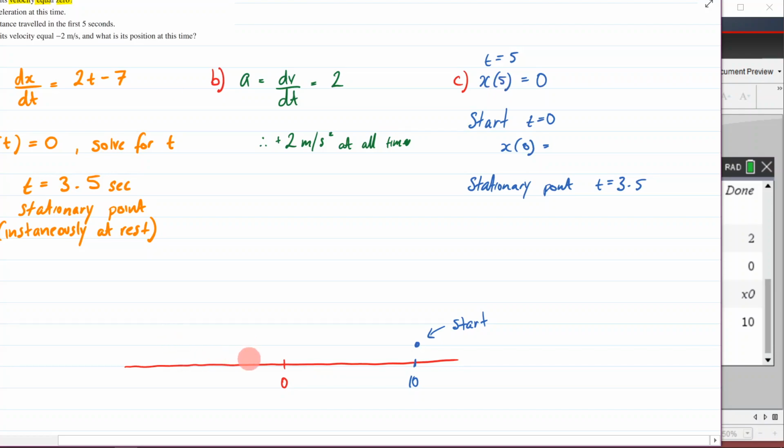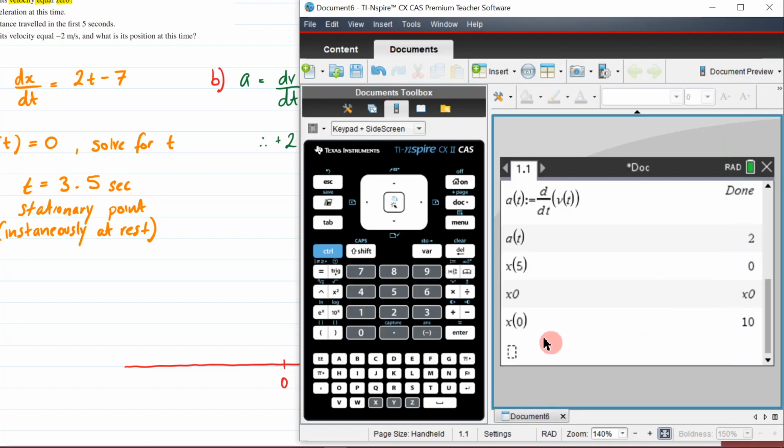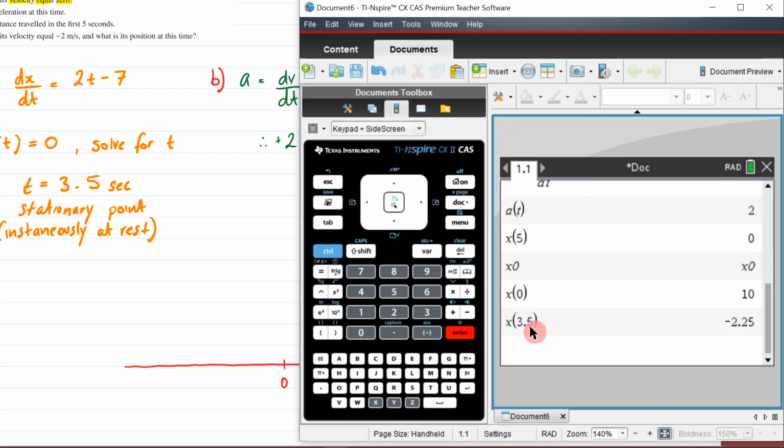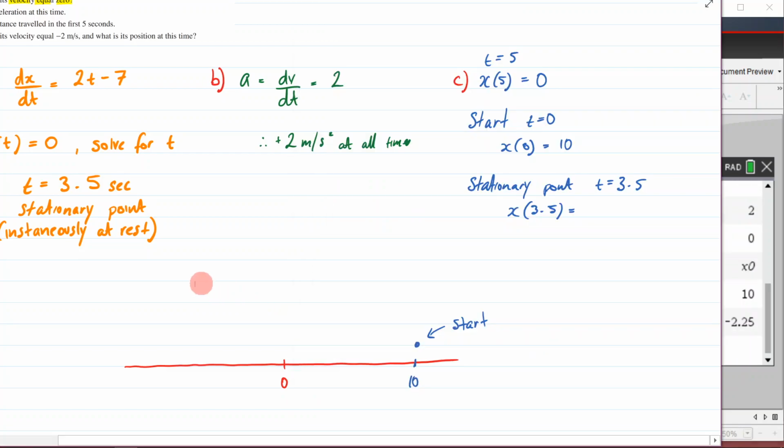So let's come over here. We actually have to figure out where t of 3.5 is. So what's the position of that? I'm going to have to ask, what is x of 3.5? Otherwise, I'm not going to know where to stop. So this was 10. x of 3.5 is going to be negative 2.25. So I'm going to come here. Negative 2.25.